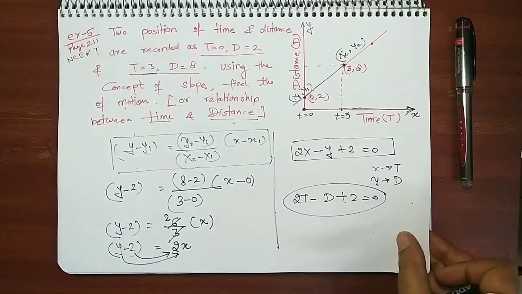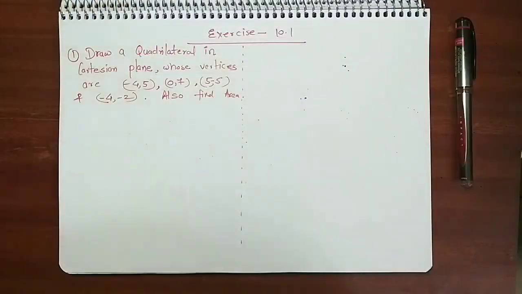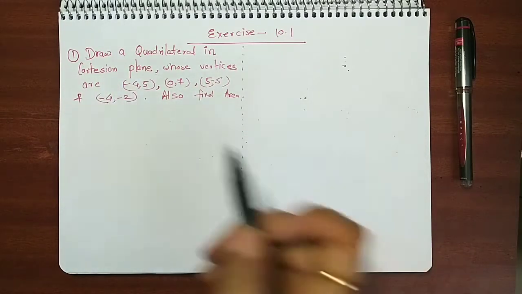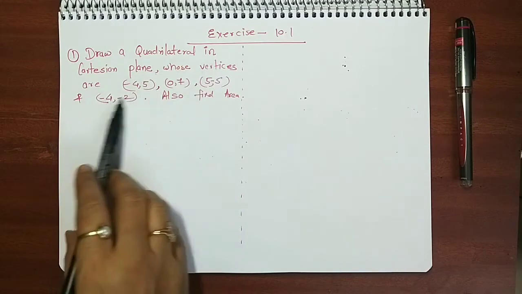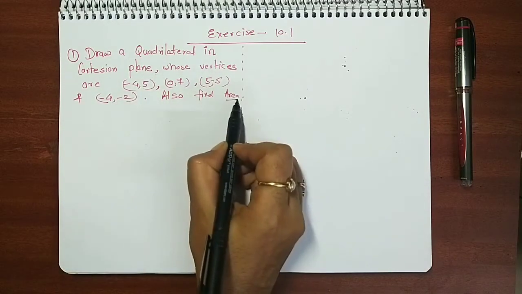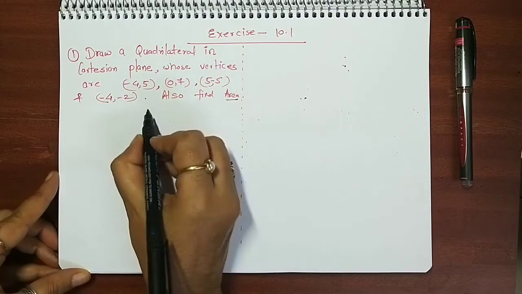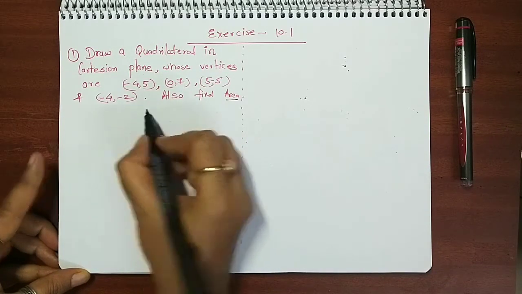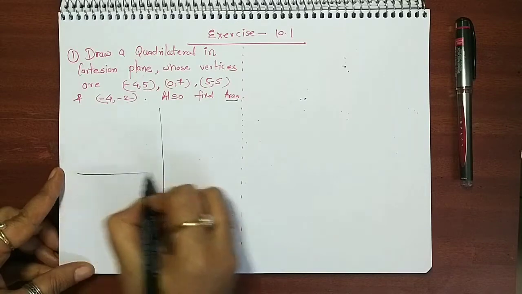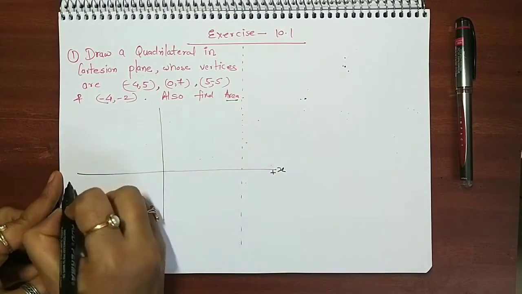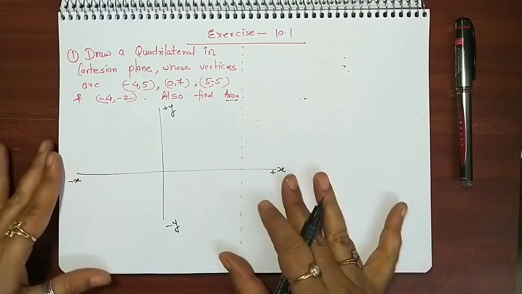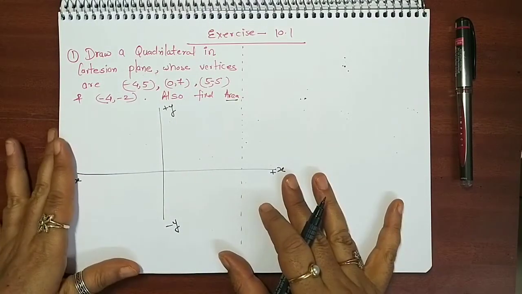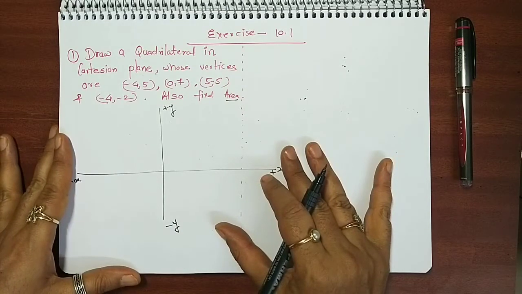Now I am starting exercise number 10.1, and guys, this is your first question. Let's see. Draw the quadrilateral in the Cartesian plane whose vertices are given, and you have to find the area. For drawing in the Cartesian plane, I think all of you know we take the x-axis plus side, minus side, plus y and minus y. So I am giving a rough sketch here. If you want a fair sketch, you can use graph paper also.